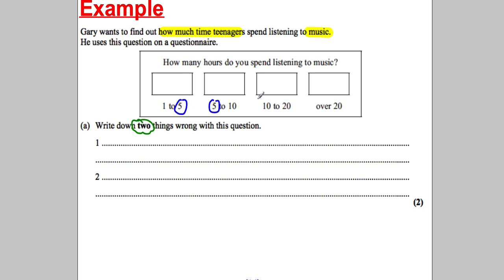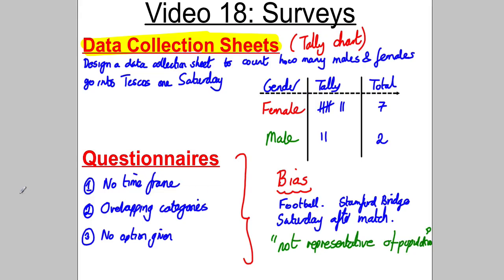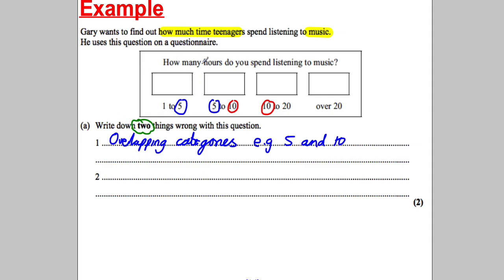5 is overlapping. 10 is overlapping. So you could just write down here, one of your problems is overlapping categories, e.g. 5 and 10. That's certainly wrong. What else have we said is usually wrong? Well, there's no time frame. Read the question. How many hours do you spend listening to music? Was that a month, a day, a year, an hour, or what? It doesn't make any sense. So that's a problem with it there.